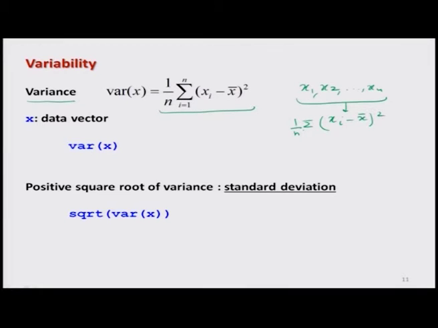So in R, this variance can be computed directly by the built-in function VAR, and the syntax is VAR, then inside the argument we have to give the data vector. And when I take the positive square root of this variance, this is called standard deviation.